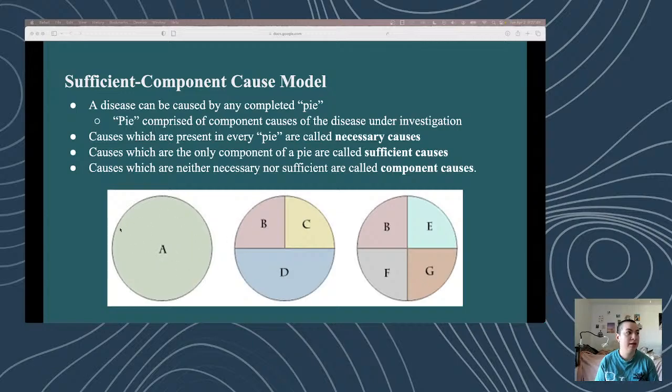So here, I'll just tell you. A is a sufficient cause. Oh, I skipped over this. Causes which are present in every pie are called necessary causes. Now, you'd think that maybe B is a necessary cause.